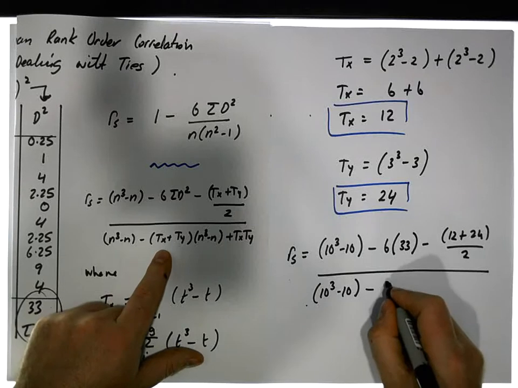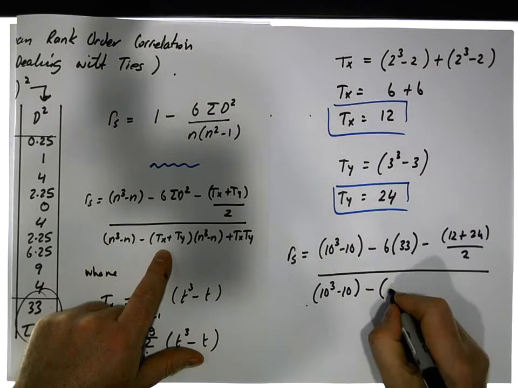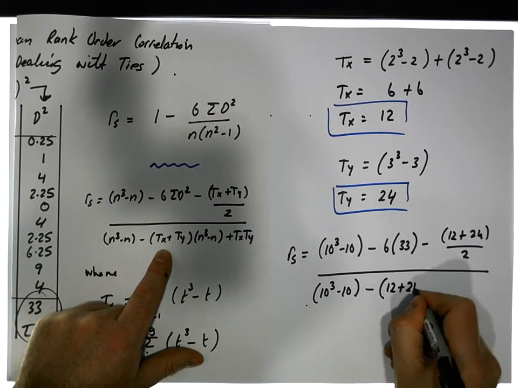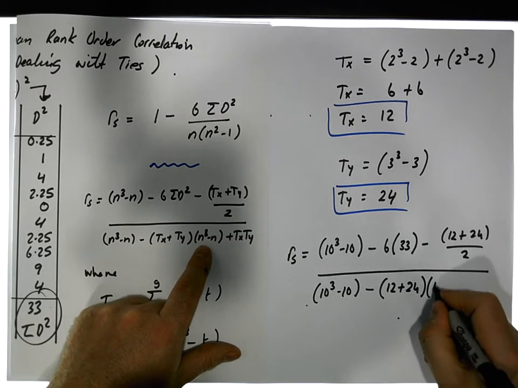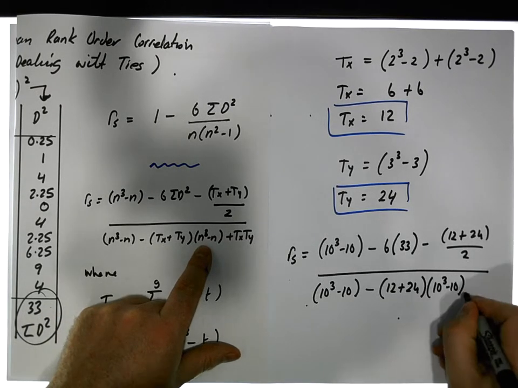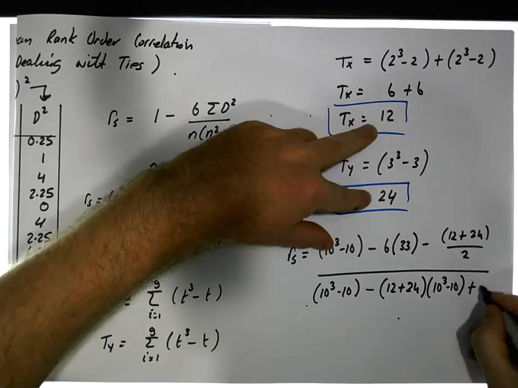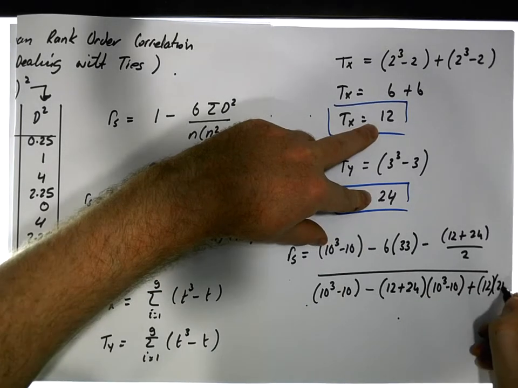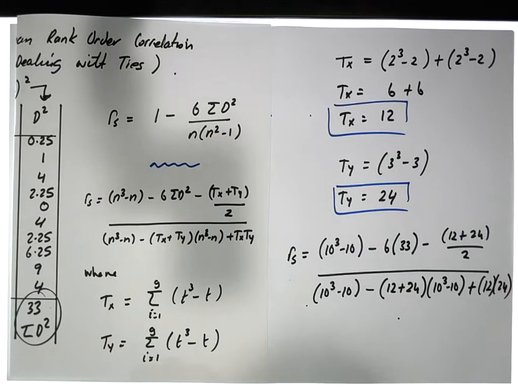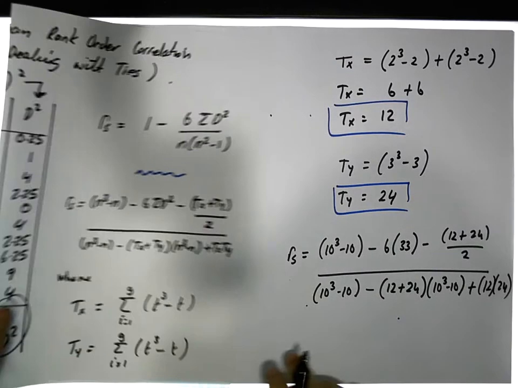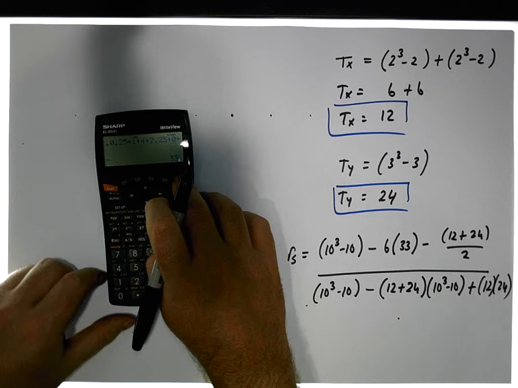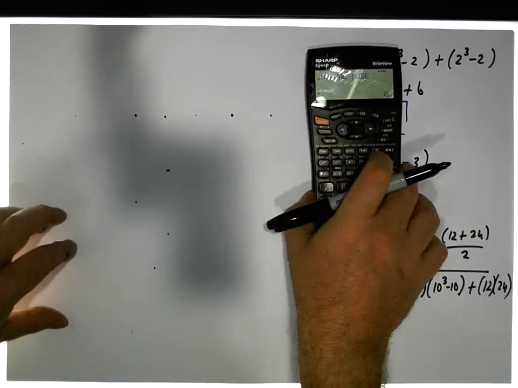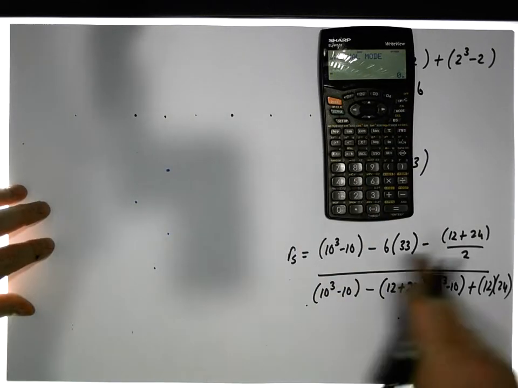The sum of these particular rankings, which is 12 plus 24, times n cubed minus n again, which is 10 cubed minus 10, plus the product of the rankings, which is 12 times 24. So they're just numbers, it's just subtractions and a bit of division and some exponentiation. So let's not get too worried about this. Let's do this in parts.